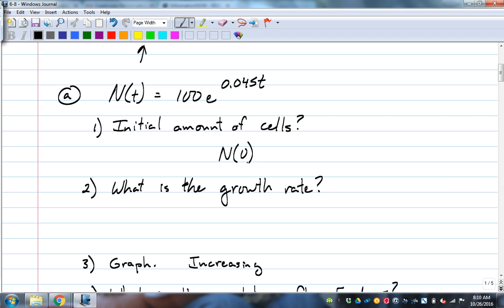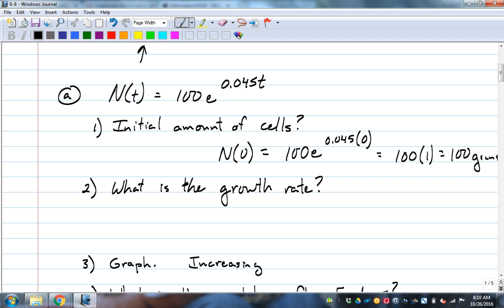Technically, it's putting in a 0 for time, and that ends up being 100 times 1, which is 100. And we'll do grams because you know how much one cell weighs. You can measure how many you've got in mass, not a weight.